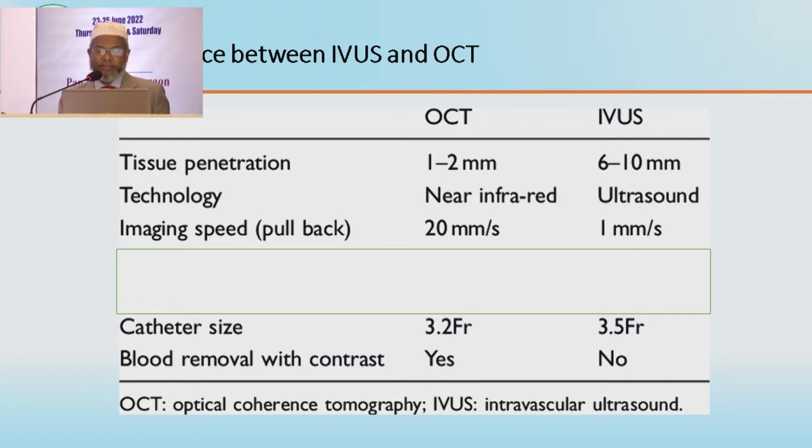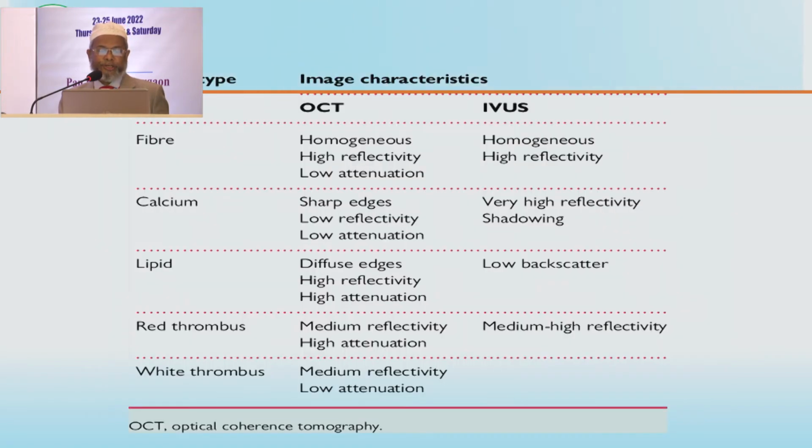And catheter size, OCT and IVUS almost same, 3.2 French and 3.5 French, and blood removal with contrast is essential for OCT, but it is not essential in IVUS, and that is the reason when the renal function is impaired, we usually do not like OCT, we usually like IVUS, and there is superiority of the IVUS over OCT in CKD patients.